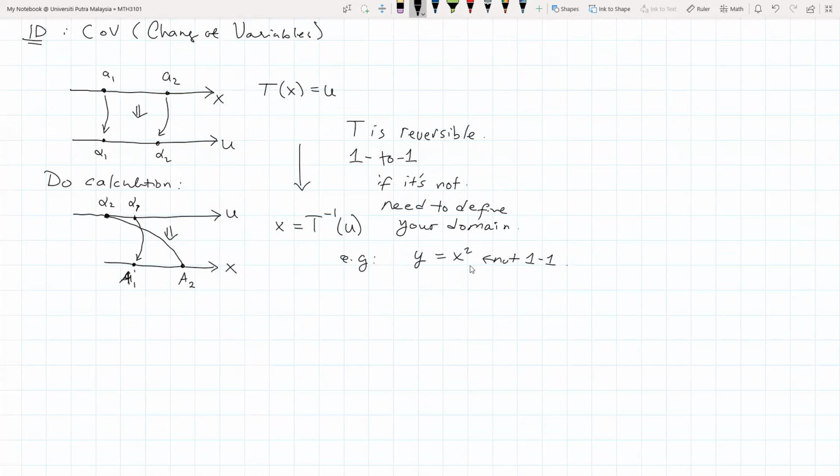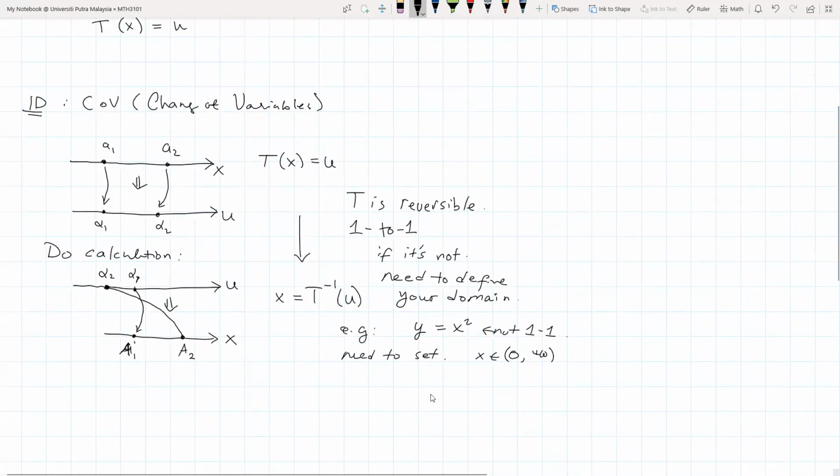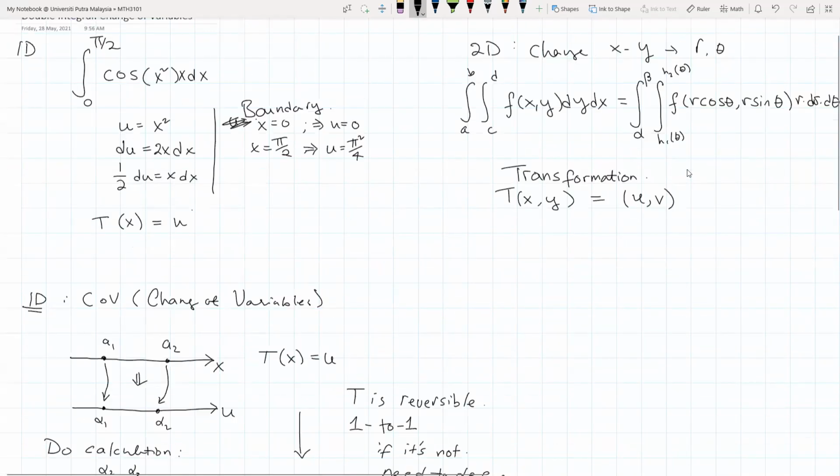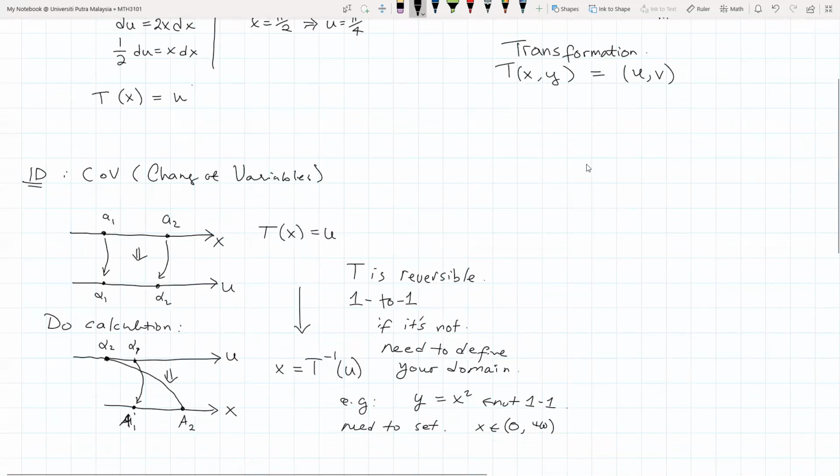Since this is not one-to-one, I need to define, you need to set x going from, let's say, 0 to positive infinity. So now I get one-to-one. Same thing for this one, change of variables. For the two-dimensional case, the same thing is going to happen.